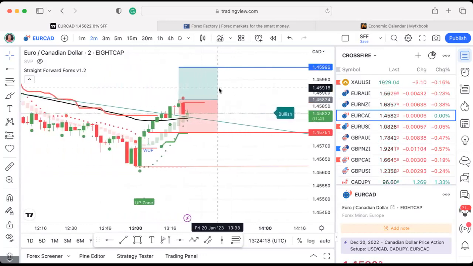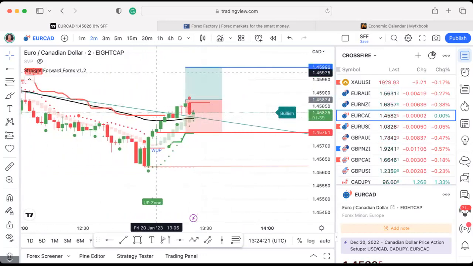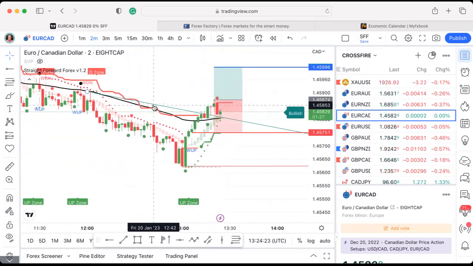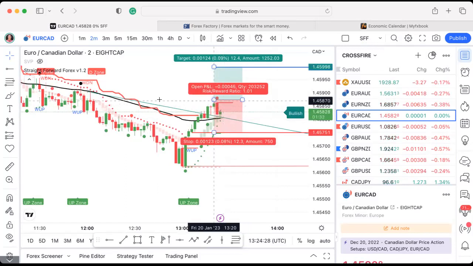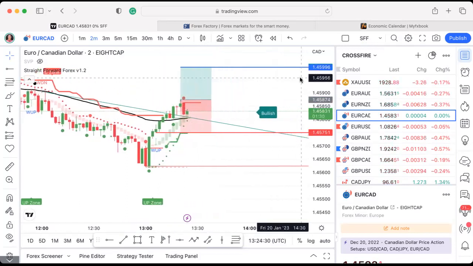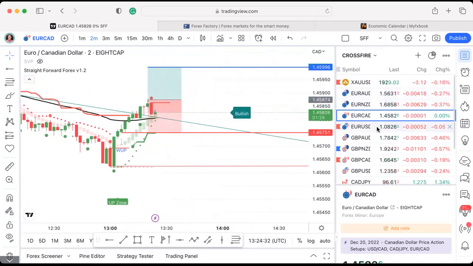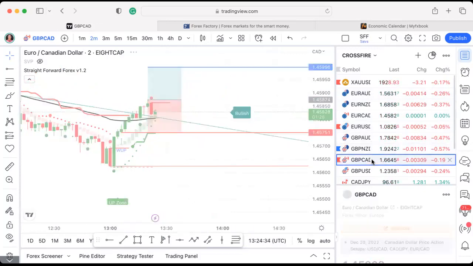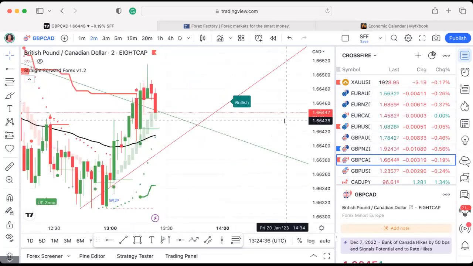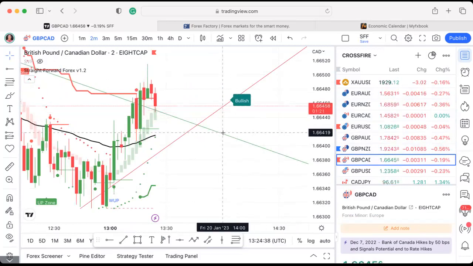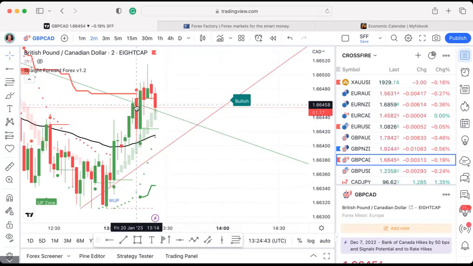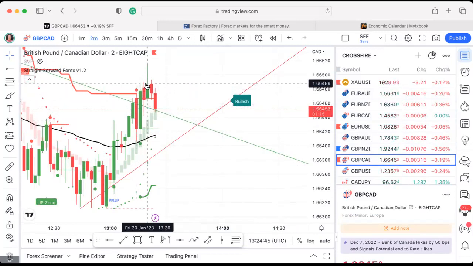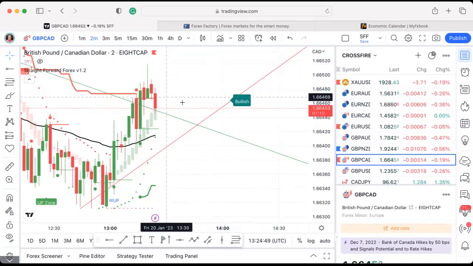Let's have a look at the lines that I put on. This is the green buy line. We're still above the green buy line, so I'm okay. I'm not panicking. Let's have a look at GBP CAD. Okay, 2-minute time frame. Now, it went above the green line. It wicked right the way up there, and then it started to come back down again.